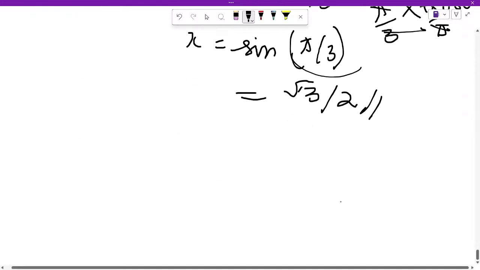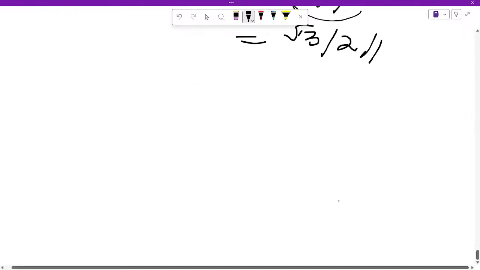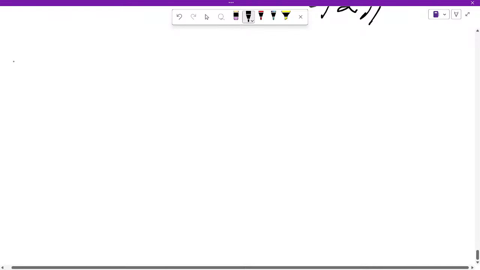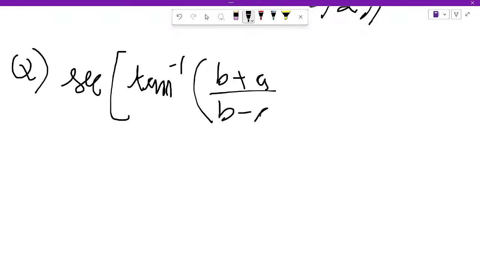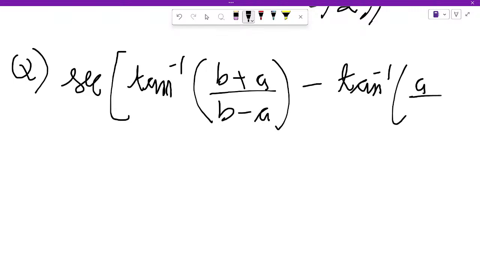Let us go to the next question. Next question is sec of tan inverse (b plus a) divided by (b minus a) minus tan inverse a by b.